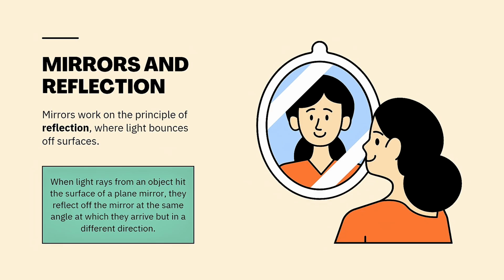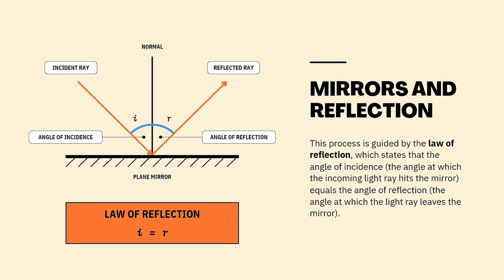Now let us move to mirrors and reflection. Mirrors work on the principle of reflection. When light rays from an object strike the surface of a plane mirror, the rays bounce back from the mirror surface. The reflected rays travel in a different direction, but they follow an important rule called the law of reflection.